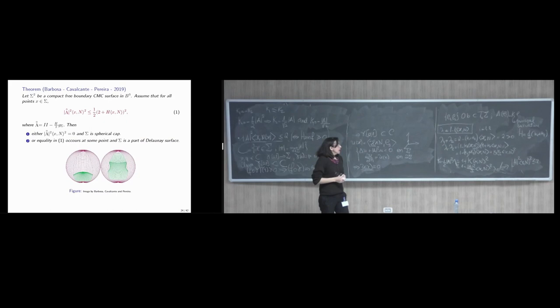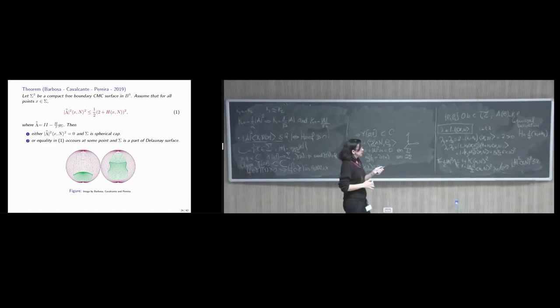Now I will talk about the question that I mentioned some minutes before. If you have a compact free boundary CMC surface in the ball, you can do the same classification, the idea of Ambrozio-Nunes, but now you have the CMC problem in the ball. You have a new gap, of course, because you have a CMC surface. In this gap, either this equals zero and sigma is a spherical cap, look at this image, or you have equality occurring at a point in this gap, and the surface is a part of a Delaunay surface, like this image here.